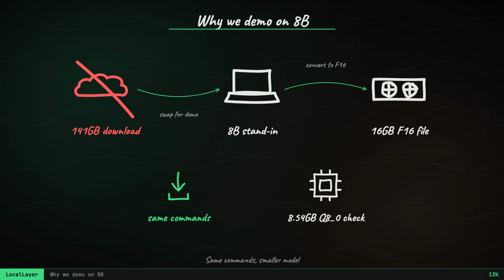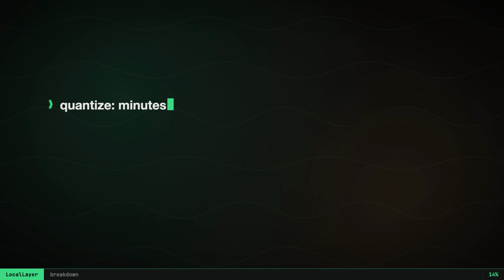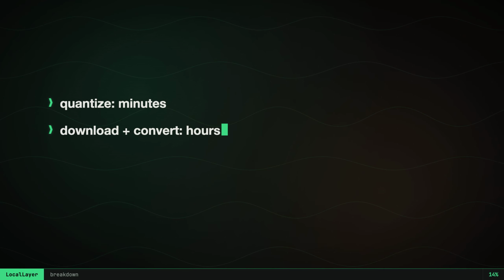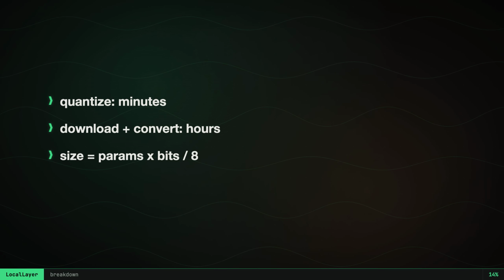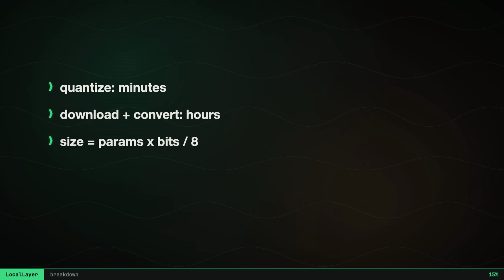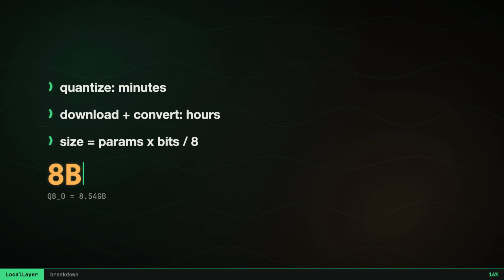Same exact commands, just a 16 gig F16 file instead of 141 gig. The quantize step itself only takes minutes. It's the download and conversion that eat your afternoon. The naive size formula holds too: params in billions times bits over 8. Q8_0 for this 8B model lands at 8.54 gig, right where that math predicts.